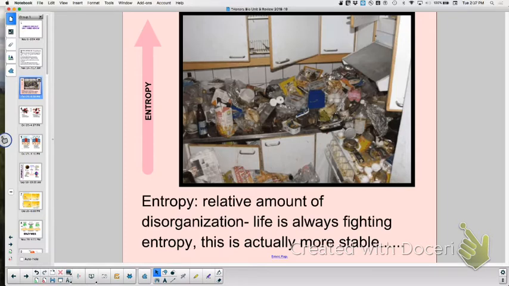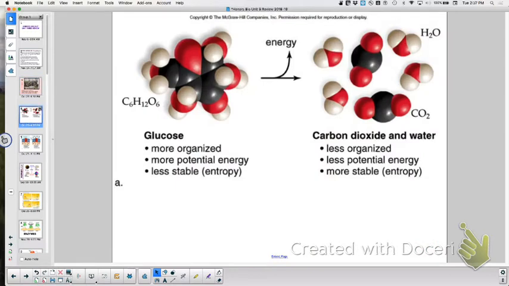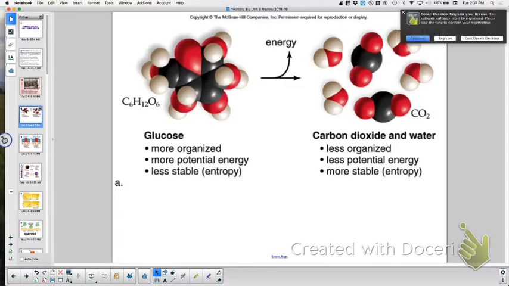Good, it's really stable. So when we look at something like glucose versus carbon dioxide and water, which one has more potential? Glucose. The glucose has more potential, right? Because there's energy in the bonds that hold the carbons and the hydrogens and the oxygen together. Remember, those bonds equal what? Energy. When you break down glucose through what process, what is that called?